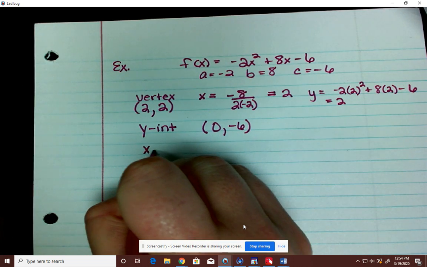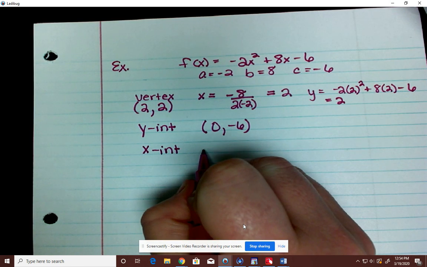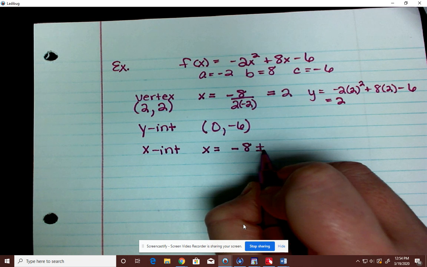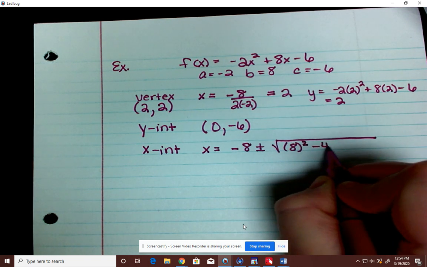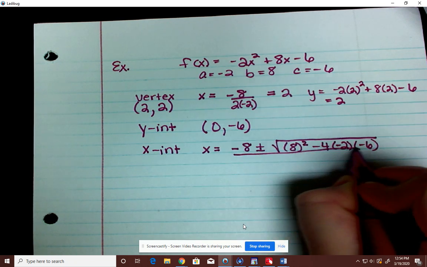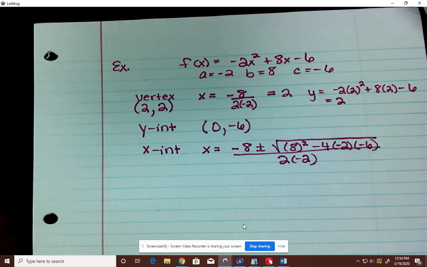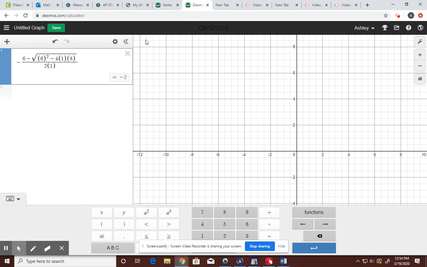And then my last step is to find my x-intercept. So I use quadratic formula. So -b, so that's -8 plus or minus square root of b squared minus 4ac. Better watch all those negative signs. All over 2a. So I'll pull up Desmos and we'll do that.